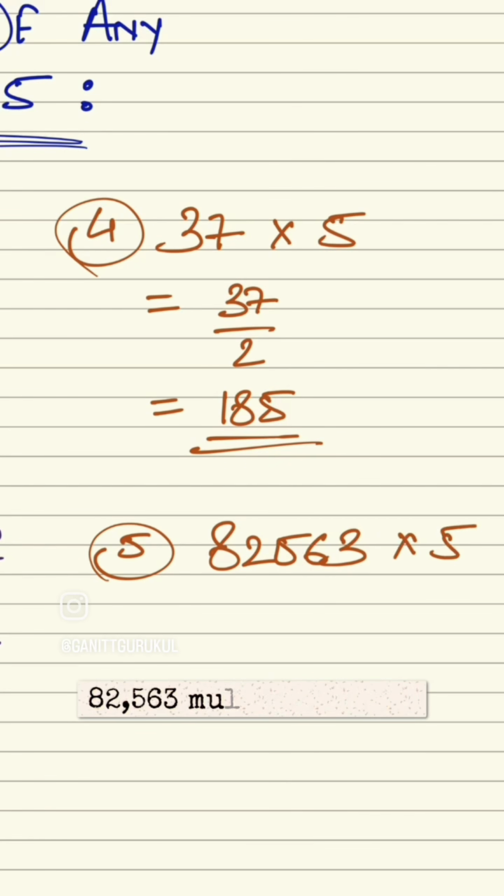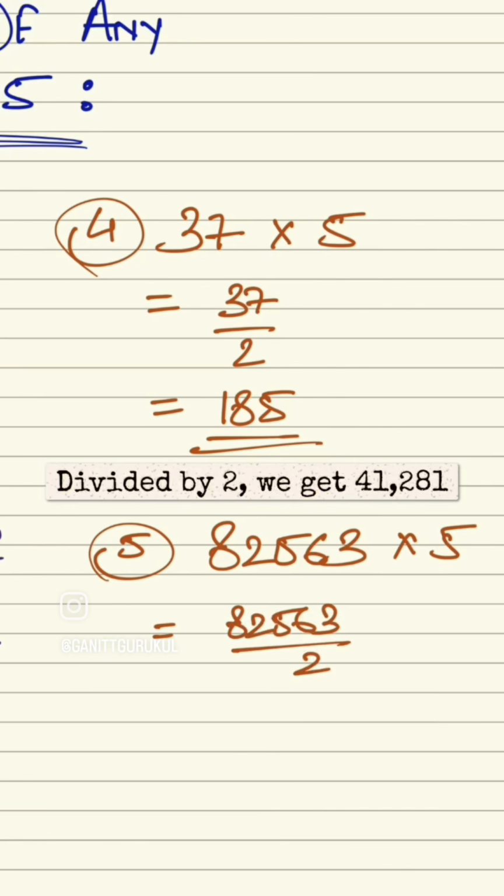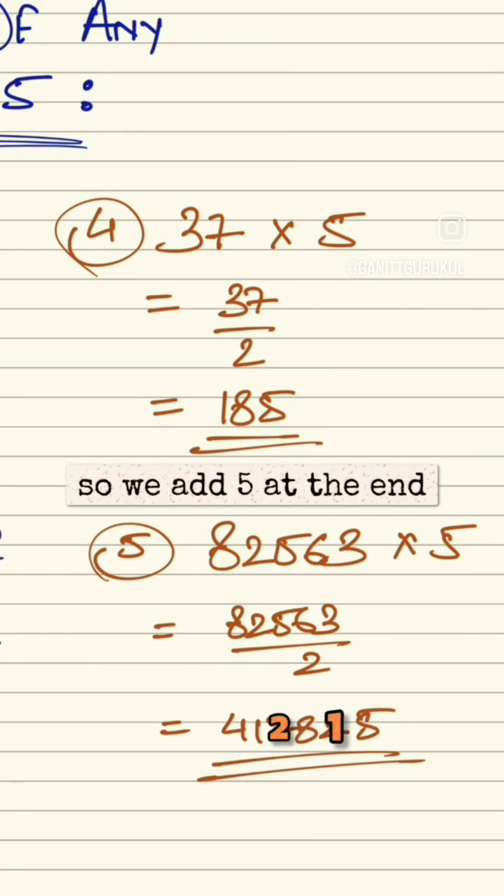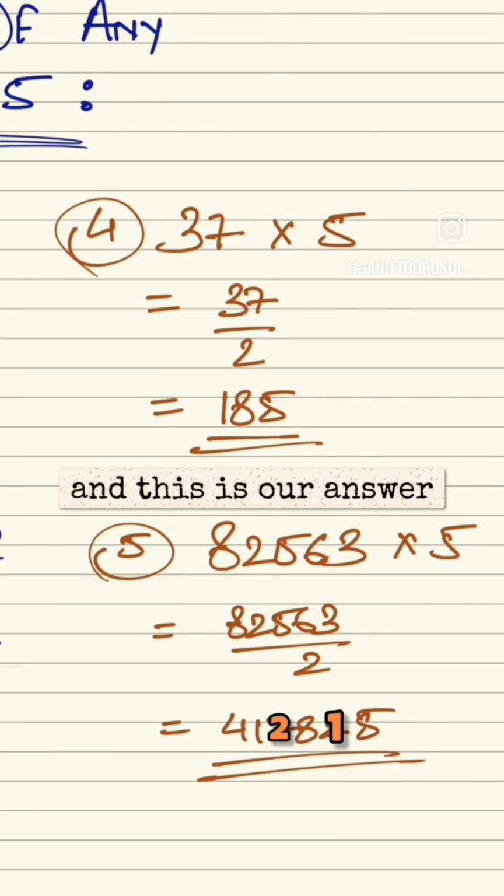82,563 multiplied by 5. Divide by 2. We get 41,281. We are left with remainder 1. So we add 5 at the end. And this is our answer.